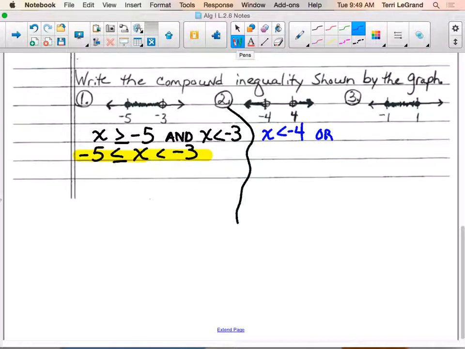X is greater than 4. Okay, you would typically write this all in one line, but I'm running out of room, so I'm going to move down here. Okay. You guys agree? That's what this graph tells us? Okay, is there any overlap?